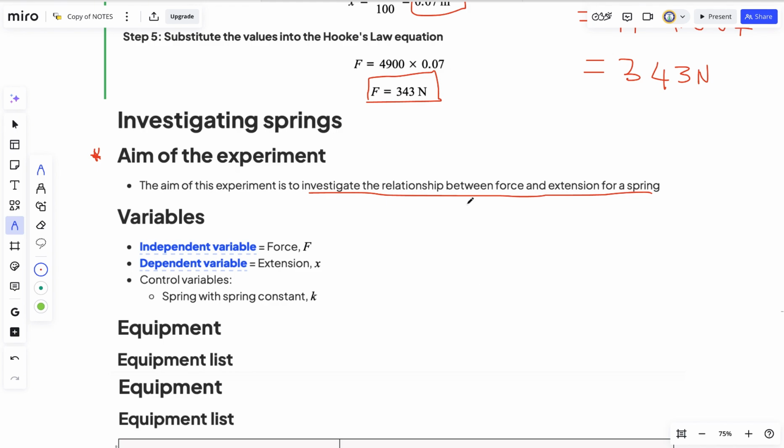So what are you looking for? You're looking for the relationship that exists between the force and extension. That's what we're looking for. So you write it down as the aim of your experiment. Now, the next thing you write in your experiment is variables. You write your variables, the dependent variable and the independent variable.